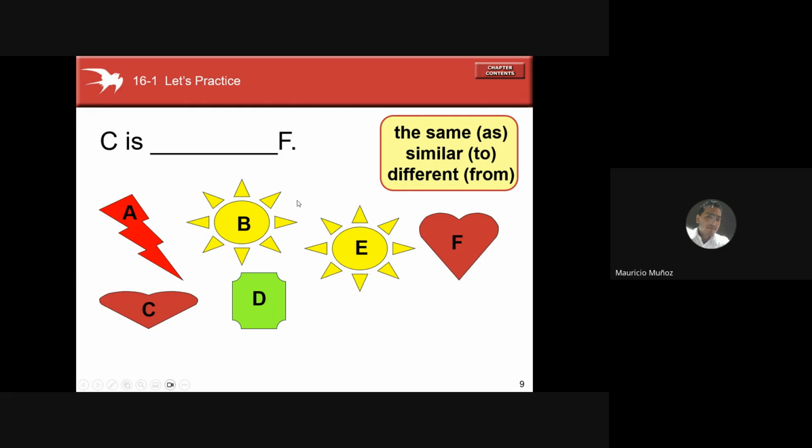Okay, so we have another exercise that is trying to compare C and F. Look at the picture. This is C, and this is F. They look alike in some ways, probably the same color, but C is similar to F. Similar, not the same. Similar is a little bit different from the words the same. So C is similar to F. So far, so good.